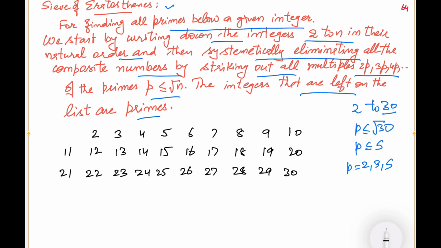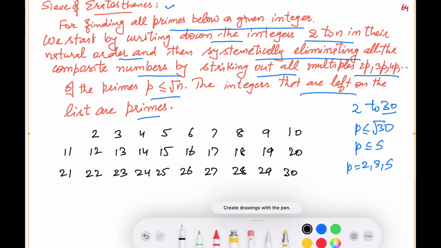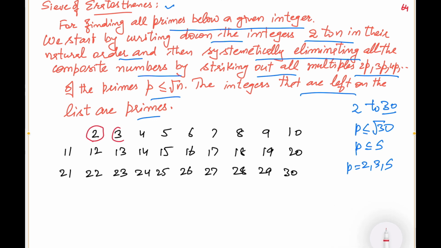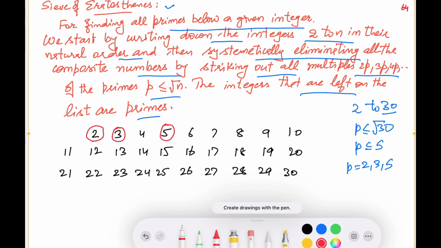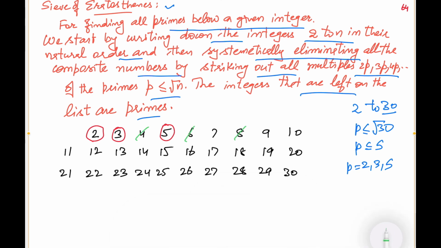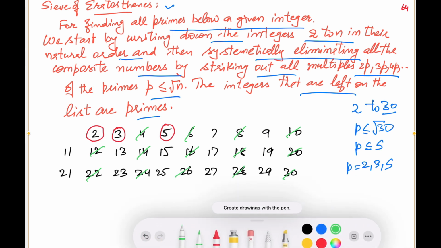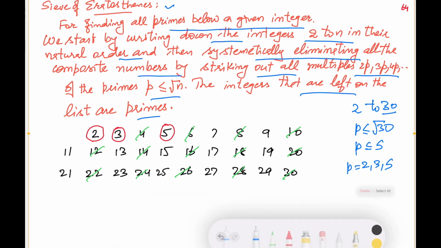But take care that we will not strike out 2, 3, 5 because they are already primes. Just multiples of 2. So first multiples of 2 are 4, 6, 8, 10, 12, 14, 16, 18, 20, 22, 24, 26, 28 and 30. So now we will strike out multiples of 3.